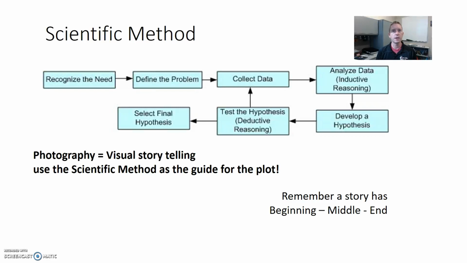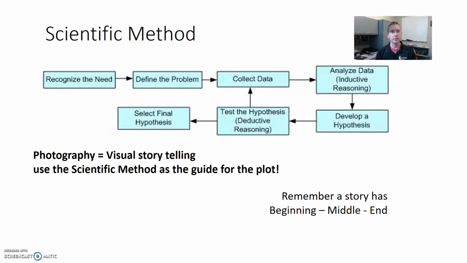Now, a big part of the use of photography in our crime scene work is what we like to call visual storytelling. A good story has a beginning, a middle, and an end. So if we take our pictures, we're telling the story of this crime scene. We are showing, here is our problem. We have a burglary at this home.